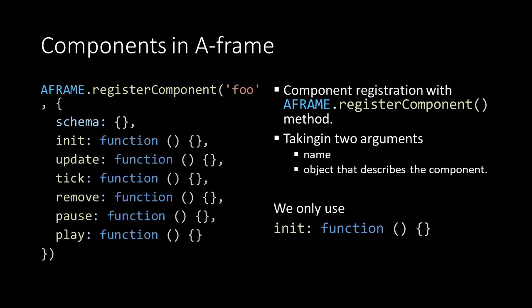Tick is a fixed time interval, like a clock, that can be used, for example, for animations. Remove describes what happens when the component is removed, in a game, for example, with an explosion. Pause and play also make sense when you're developing a game or an interactive VR. The only function we are going to use is the init function.